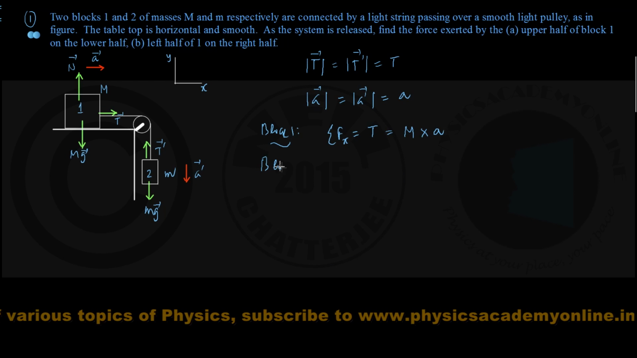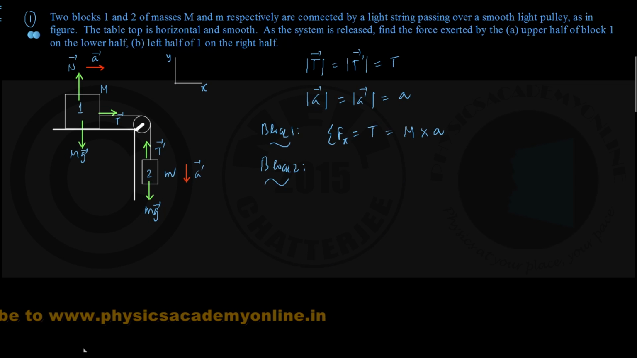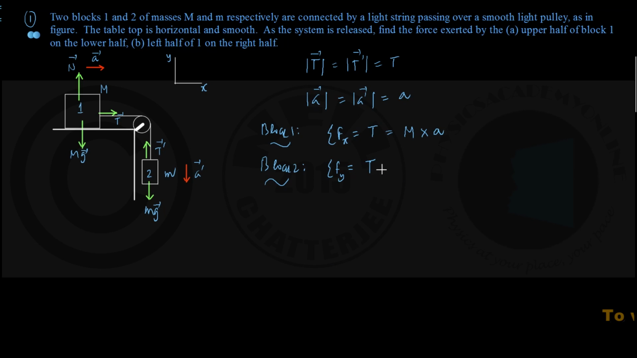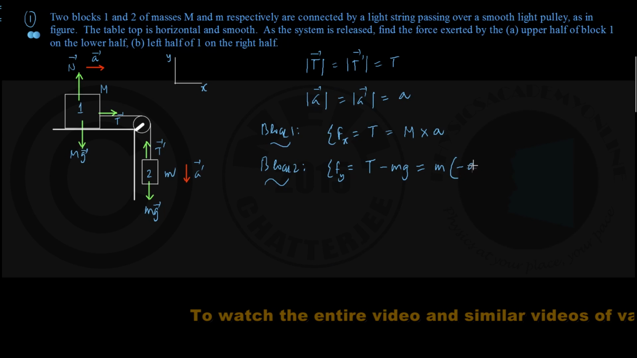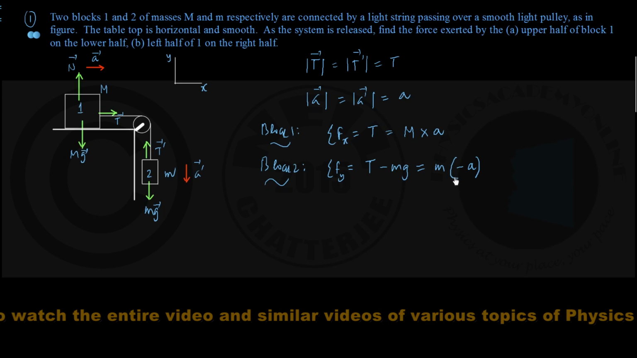Similarly, for block number 2, let us write down the equation for y motion. Well, we have taken upward as plus y direction. Keeping that in mind, the equation for y motion for block number 2, I'm talking of this one, is coming out to be: upward force is tension, magnitude is T, downward force is gravity force, so minus mg. This must be equal to the mass of block 2 into its acceleration, that is downwards, therefore it is minus a by my sign convention. Upward is plus, so downward is minus a.